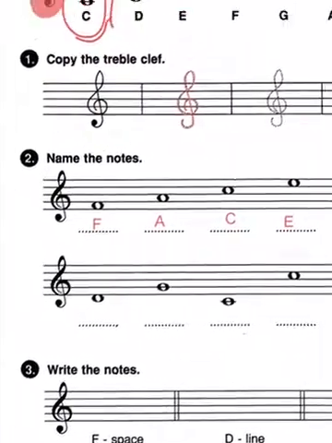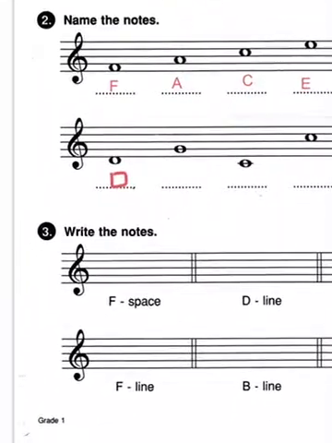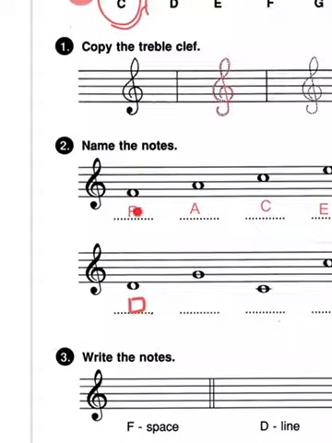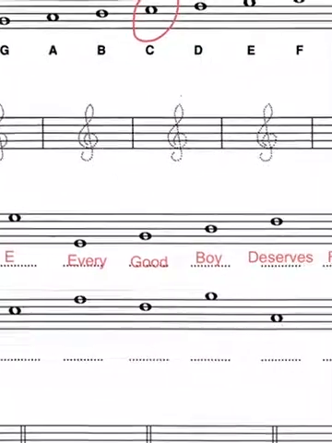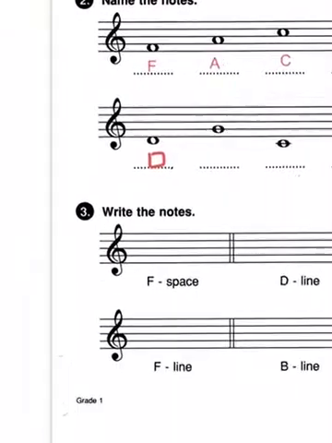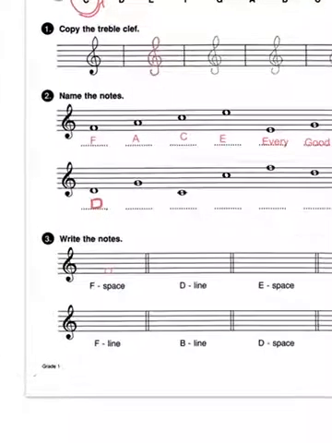Okay, so you can go ahead and name these notes here. That first one, of course, I'll do with you, will be a D. Let's move on. Then you have to write the notes. You need to write an F that is in a space. So you see there's an F over here, but there's also an F over there. So which one of those two is in a space? Of course, it's the first one. So we can go ahead and draw a nice semibreve right there. And that's all you have to do. So you can go ahead and complete that page.